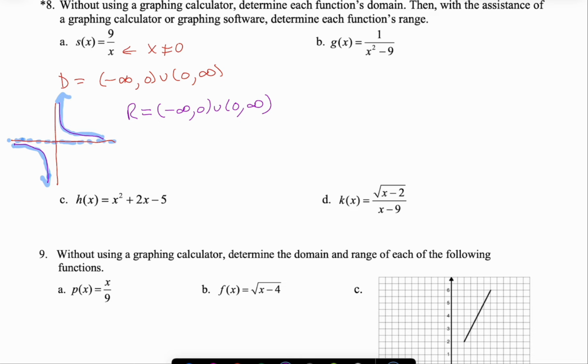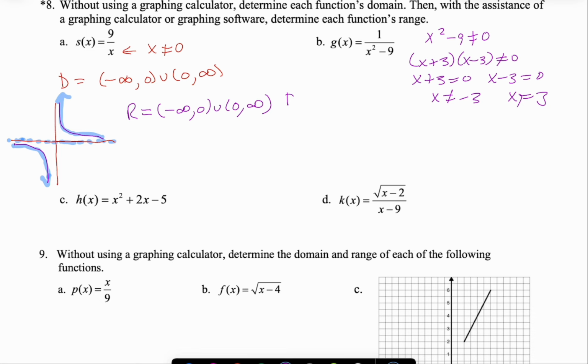Okay. Now let's look at B. It's a fraction. The bottom is not allowed to equal 0. Now that's a factorable quantity. That is x plus 3 and x minus 3. So where does x plus 3 equal 0? Where does x minus 3 equal 0? Well, that would be at negative 3 and at 3. So we're going to cross those out. All other pieces of the graph work just fine.